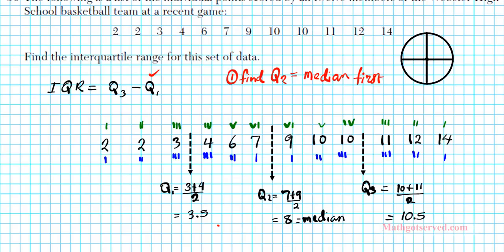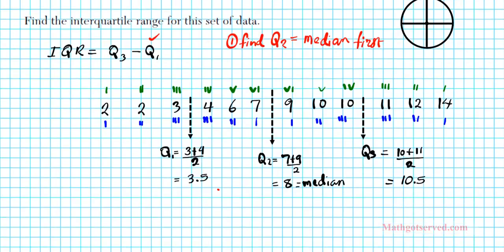We're asked to find the interquartile range. So we write the formula: IQR, the interquartile range, is equal to the upper quartile minus the lower quartile, Q3 minus Q1. That's going to give us 10.5 minus 3.5. Our interquartile range is 7 units.